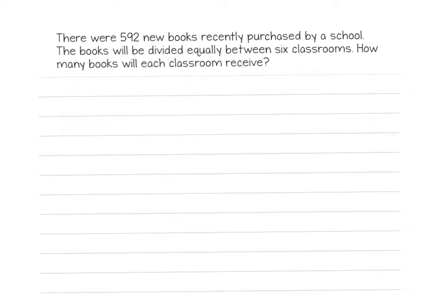Let's begin by underlining the question. How many books will each classroom receive? And then let's highlight what is important. We know that 592 books is important. We know that the books will be divided equally between 6 classrooms.